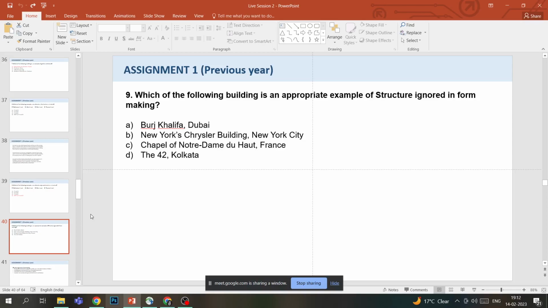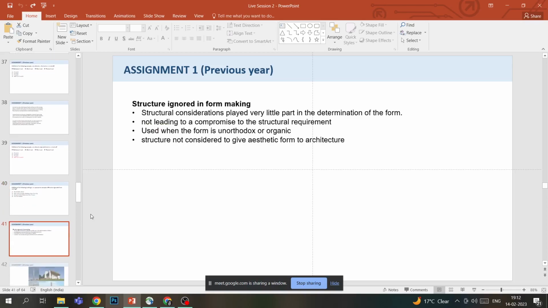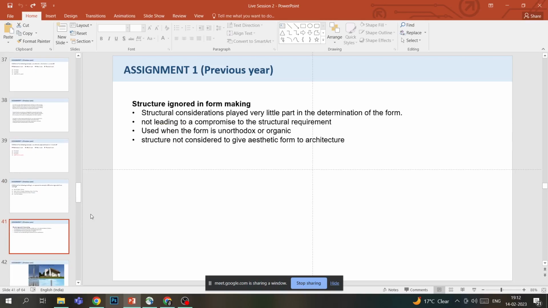So the four options that we have here are Burj Khalifa, Dubai, Chrysler Building, New York, Chapel of Notre Dame du Haut, France, and the 42, Kolkata. This is not the same Notre Dame Chapel, this is a different one. It is also called Ronchamp Chapel, just to give you the difference. So, like I just mentioned, structure ignored in form making.